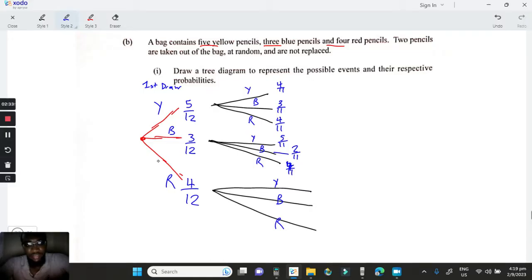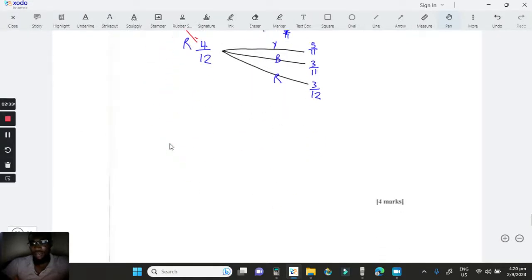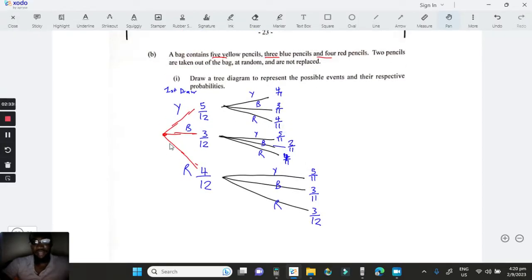Now, right here, if you draw a red first, you wouldn't trouble any of your yellow. That means you wouldn't trouble any of your blue. And so your red would decrease to 3 over 12. And that's your tree diagram. This is the second draw. Easy. How many marks for that? Please just be 3 marks. They give 4 easy marks.